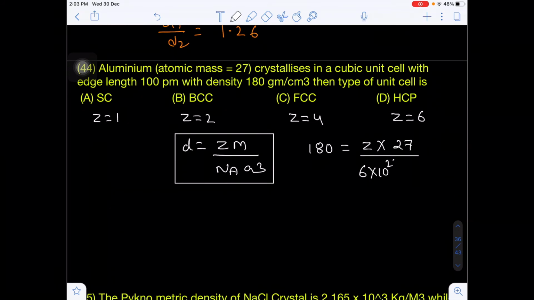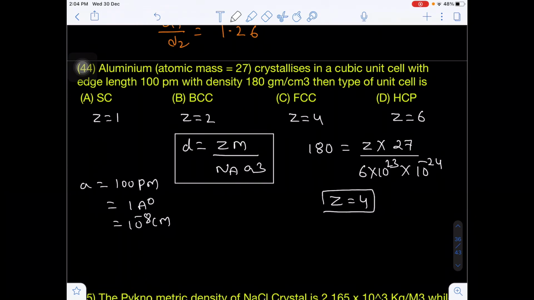Avogadro constant 6 into 10 raised to 23, into what will be the edge length value given here? The edge length value given, A, will be equal to 100 picometer, 1 angstrom, 10 raised to minus 8 centimeter. The A cube value will be 10 raised to minus 24 centimeter cube. From here we can calculate the number of atoms per unit cell of aluminum crystal, which is equal to 4. So from the information Z value 4, what will be the type of unit cell of aluminum? That will be the face centered cubic.